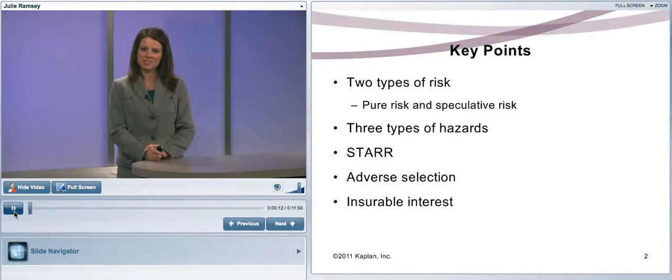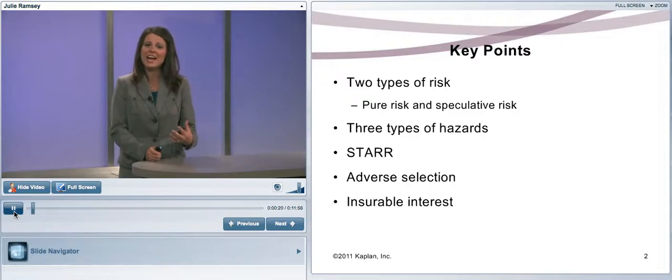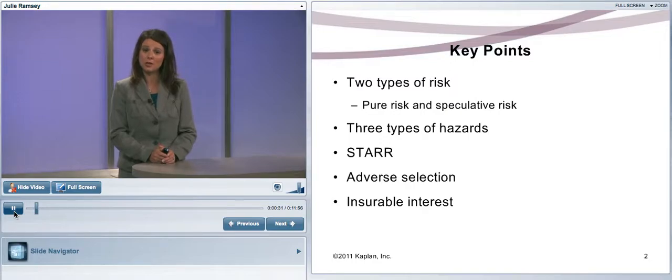Some key points in this session are that there are two kinds of risk: pure risk and speculative risk. There are three kinds of hazards, and for right now, a hazard is just something that makes it more dangerous. I want you to memorize the acronym STAR, S-T-A-R-R, and that will help you to remember ways of handling risk.